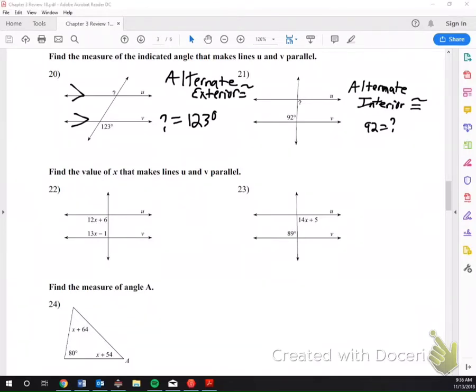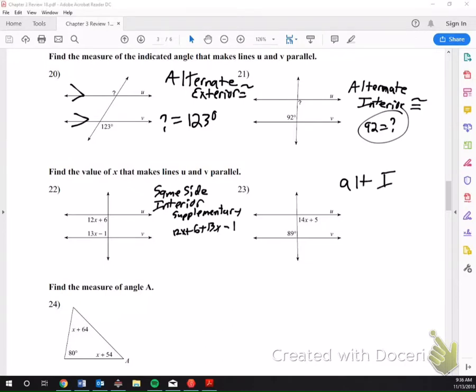22, we have same side interior angles, so those are going to be supplementary, which means that they add up to 180 degrees. So we get 12x plus 6 plus 13x minus 1 equals 180.